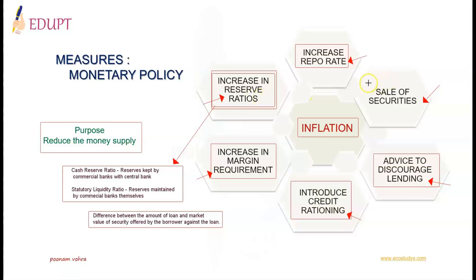Then there may be open market operations, buying and selling of securities. So central bank may sell the securities during inflation. It reduces the reserves of commercial banks and decreases the money supply, as commercial banks will have to pay in order to buy the security. So all these measures taken together reduce the money supply in the economy and hence the aggregate demand in the economy, and is then helpful to control inflation.